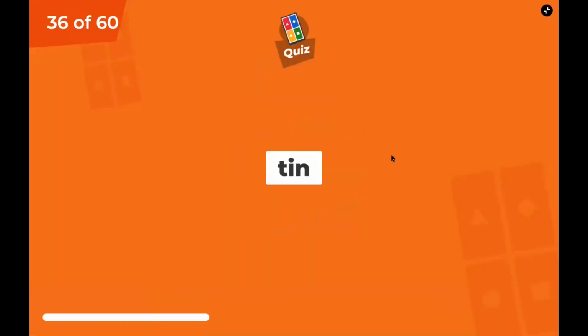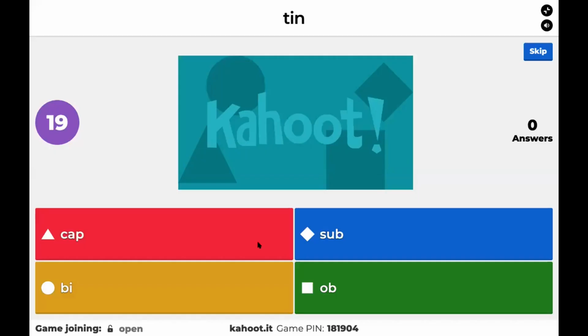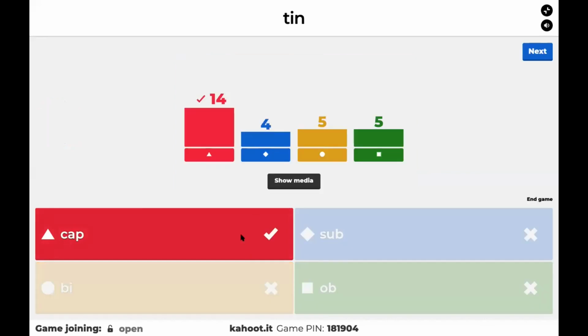Tin. You guys are good at water. You got all right on aqua and hydro. Pretty much all right. Tin. Red is cap, blue is sub, yellow is bi, and green is off. Nice.